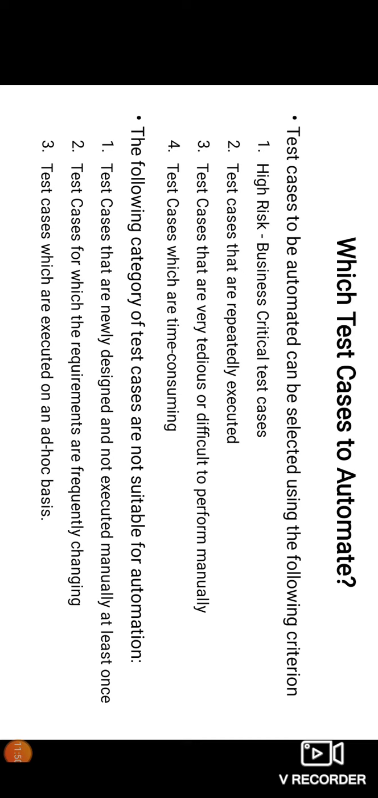Okay, now we come across the category of test cases which are not suitable for automation. Test cases which are newly designed, has not been executed at least once. I have prepared a new test case, and I have not yet executed this test case manually. I have never executed this test case, so it is not worth automation. A new test case which has not been executed at least once cannot be automated. I should automate a test case that has undergone a couple of executions.